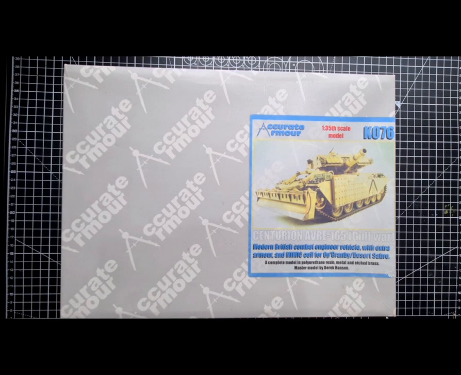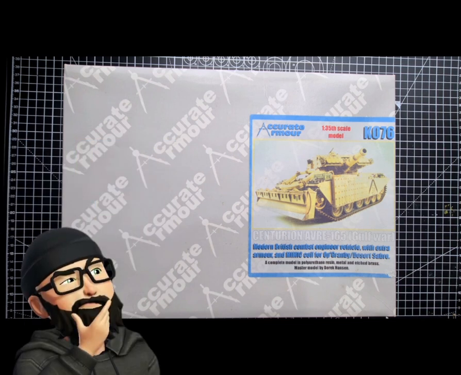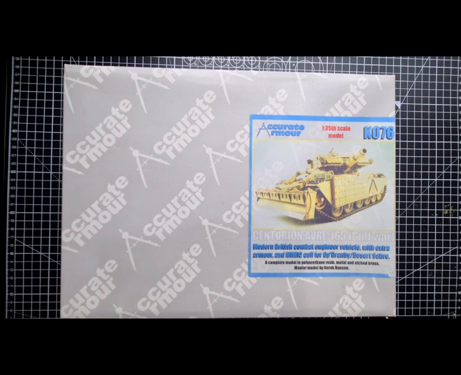So first of all, I'm going to tell you a little bit about the kit. The kit is based on the Centurion Assault Vehicle Royal Engineers 165 Gulf War, and was first released in 1999. It's a resin model, and it has now been discontinued. However, you can find them online secondhand for around £120.